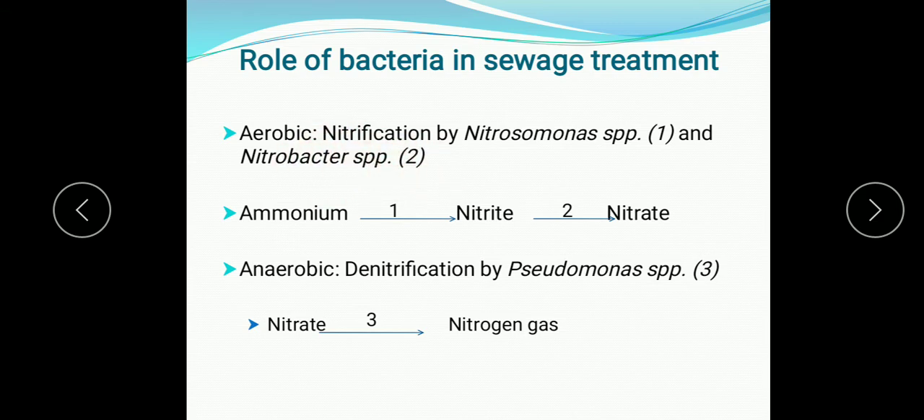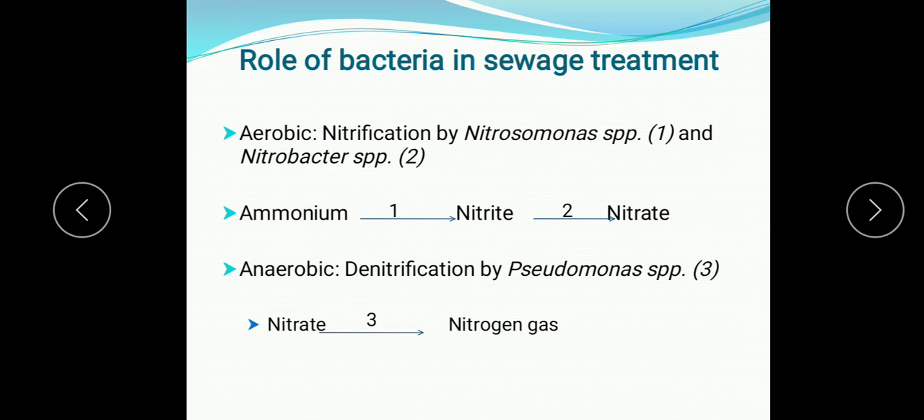So this is the aerobic process. In the anaerobic process, there is denitrification. Here denitrifying bacteria, Pseudomonas species, work. So in that process, what happens? In this process, nitrate is further converted into dinitrogen and liberates nitrogen gas from the sewage with the help of this Pseudomonas bacteria.